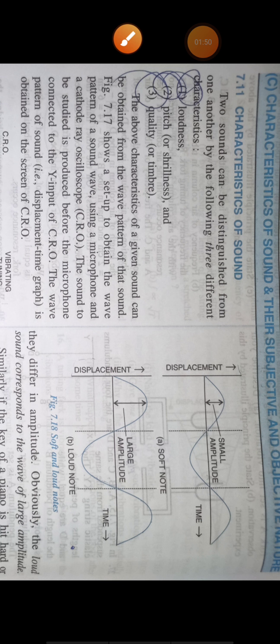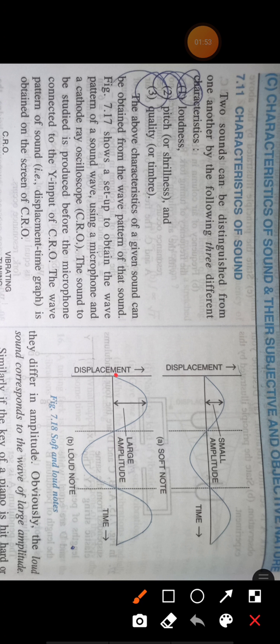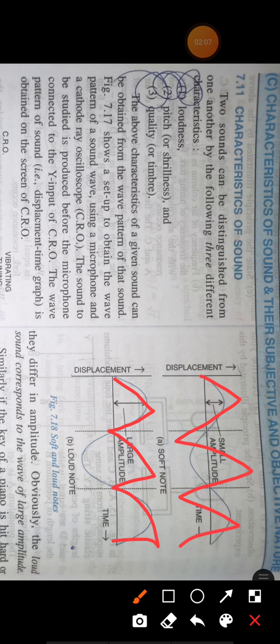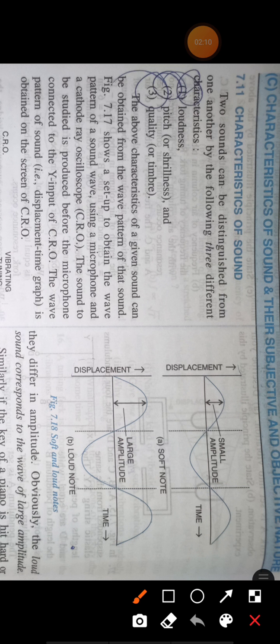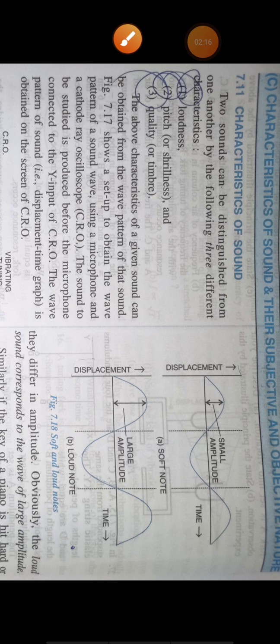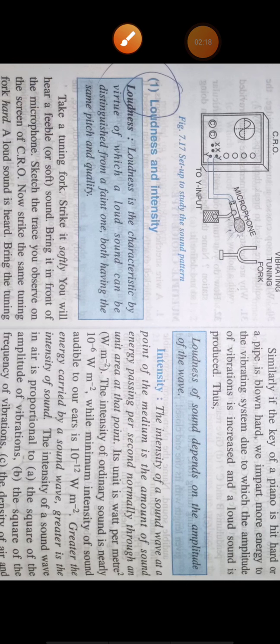Now these kinds of waves are called sinusoidal waves. There are other kinds of waves also. One looks like this, and these are called sawtooth waves. Many kinds of waves are there, but these kinds of waves, which are more popular, are called sinusoidal waves.